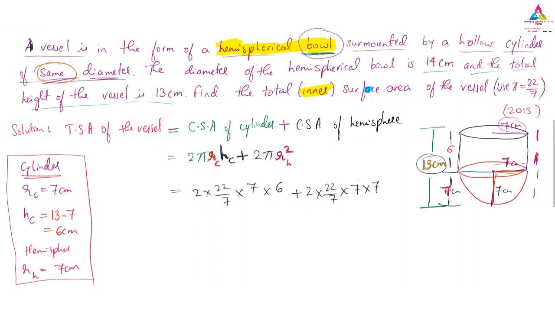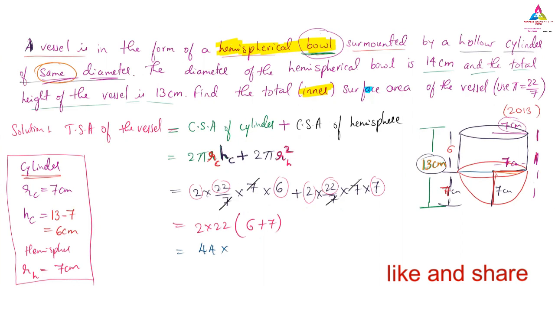So now we will do the calculation. 7 and 7 get cancelled. Here 7 and 7 get cancelled. And when you are doing the calculation, remember we can take the common. 2 and 22 here and 2 and 22 here, that we can take common. So 2 into 22 I have taken common. Inside it will remain only 6, and here it will remain 7. 2 into 22 is 44 and 6 plus 7 is 13. So 13 into 44, that is your answer.